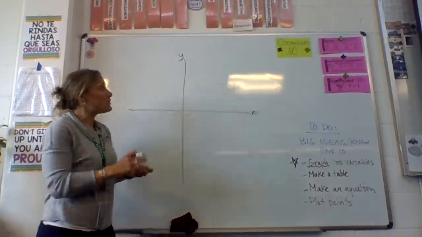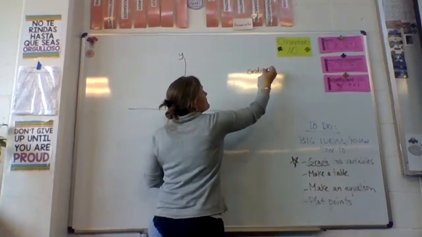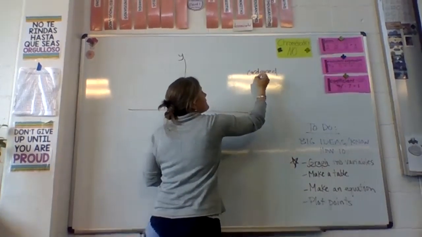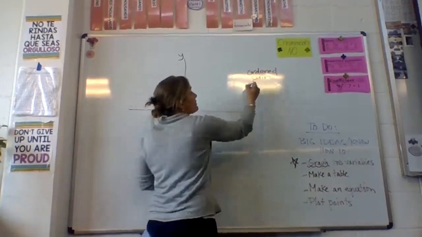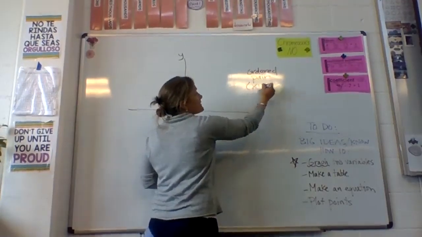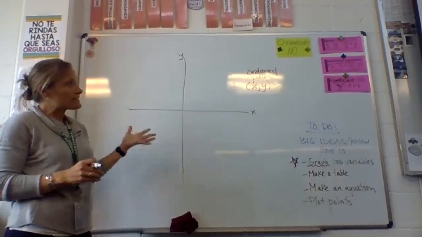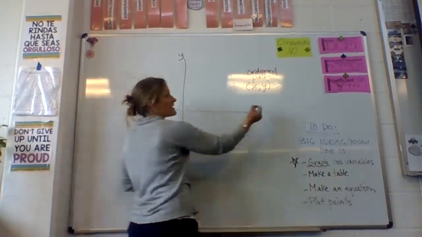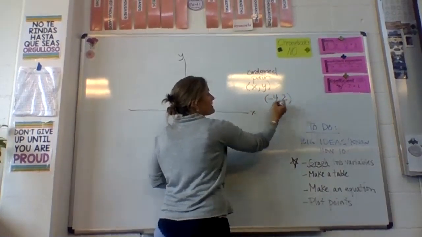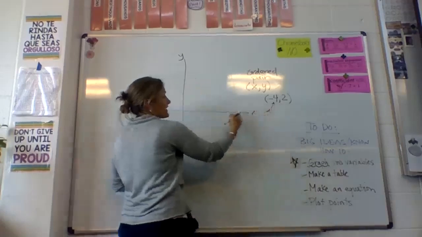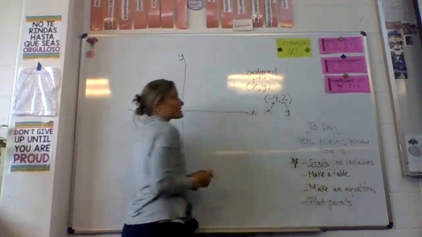Now the next thing to always remember is that every ordered pair that you're given, and I gave you some on the review sheet, is always X first and then Y. So whenever you see an ordered pair given, like say you see -4, 2, this number is always going to be on the X-axis, and this number is always the Y-axis.